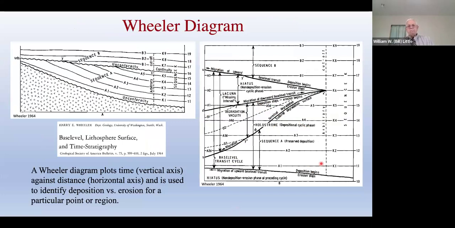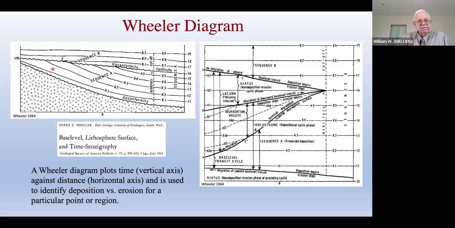Okay, so that takes us to the next step here. Most of you are probably familiar with the Wheeler diagram, which was published in 1964 by Harry Wheeler. This was an attempt to re-plot stratigraphic cross sections in terms of time rather than physical stratigraphy, at least on the vertical axis. We're still looking at distance on the horizontal axis, but on the vertical axis, we're looking at time.